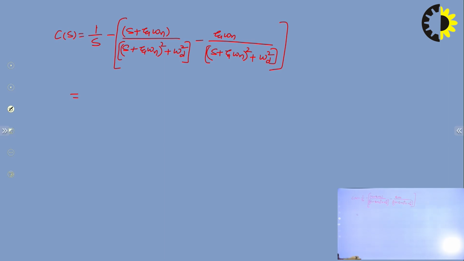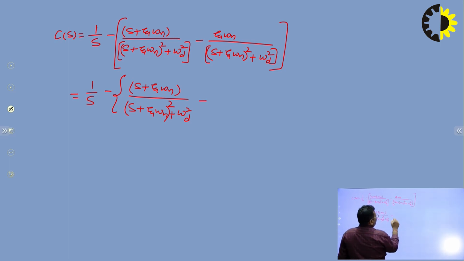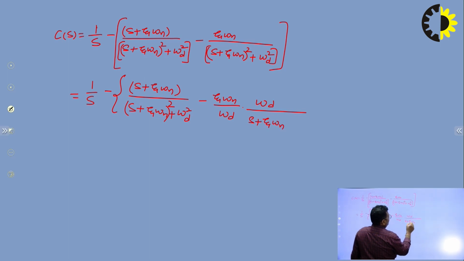Now, we will further modify it, because if we want to take the inverse Laplace, then we can take it easily here. It will be (S plus zeta omega n) divided by ((S plus zeta omega n) complete square plus omega d square). So, there will be no problem here if we take the inverse Laplace, but in this term we have to multiply and divide by omega d. So, we will write zeta omega n divided by omega d into omega d divided by ((S plus zeta omega n) whole square plus omega d square), right.